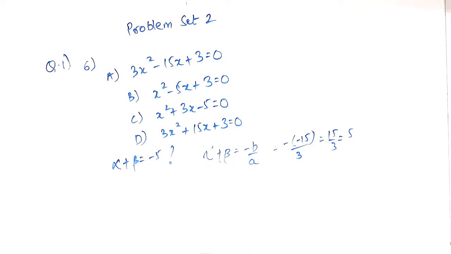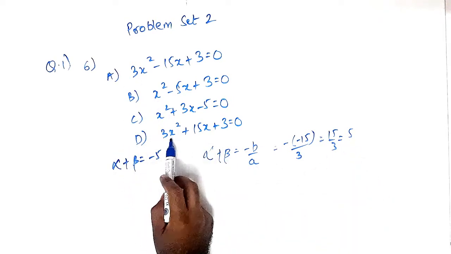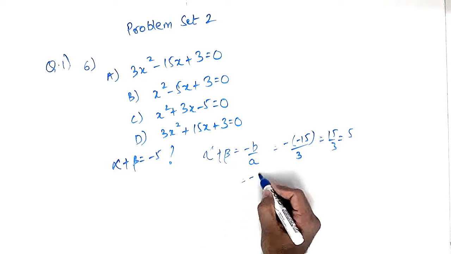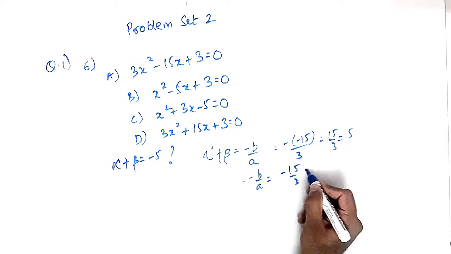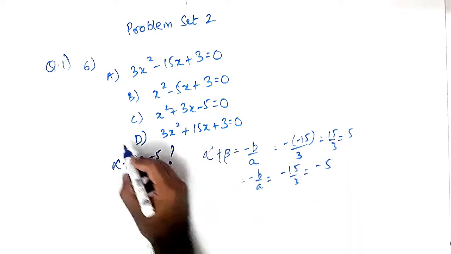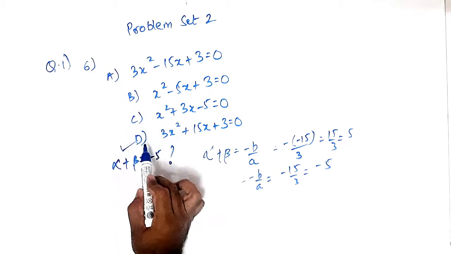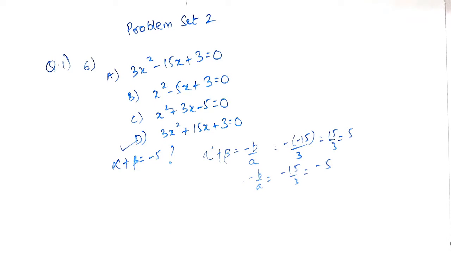I just want minus here. So the fourth one looks similar. If we do the fourth one, minus b by a, this is minus 15 upon 3. So this comes to minus 5. So your fourth option is correct. Only in the first and fourth one, the signs were different. That's all. Okay. Then let us come to the seventh one.